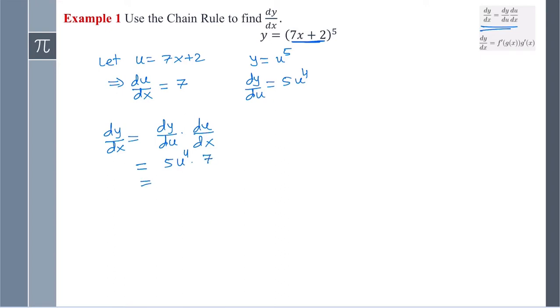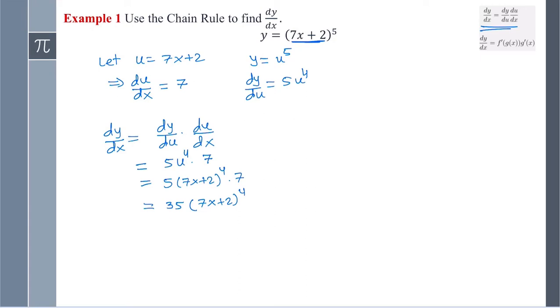Now we don't leave it here because our function is not in terms of u. We just made that substitution. So we need to put our derivative back in terms of x. We back substitute u, which is 7x plus 2. So this becomes 5 times (7x plus 2) to the fourth times 7. Then we can clean this up by multiplying 5 and 7, which gives us 35 times (7x plus 2) to the fourth.